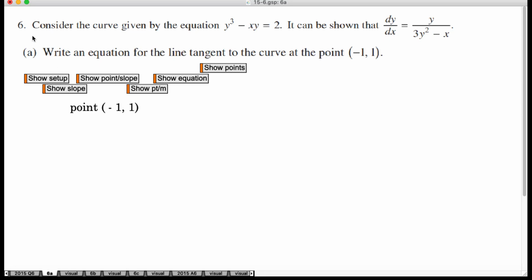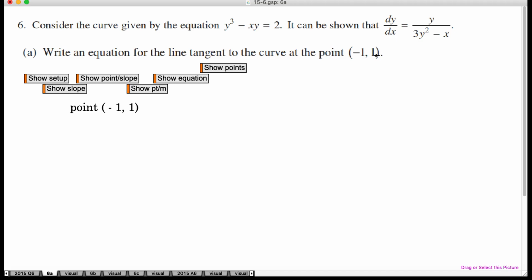This is Calculus AB 2015 AP exam question number 6. It says, consider the curve given by the equation. Here's the equation right here. It can be shown that dy/dx is equal to, and here's an expression for the slope function on this curve. Okay, so the first part here says, write the equation for the line tangent to the curve at the point (-1, 1).